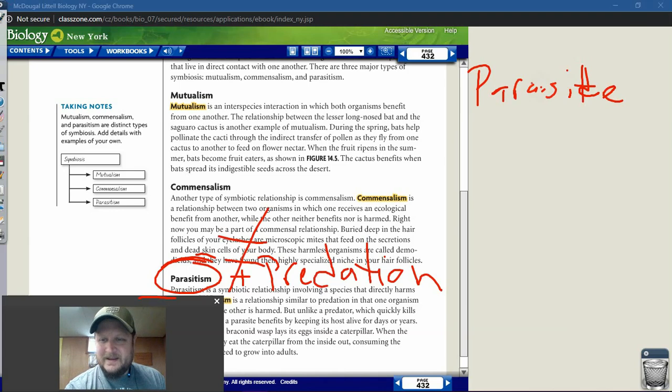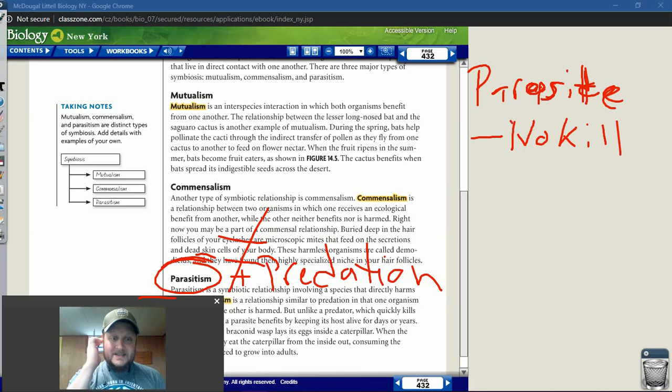Parasite. Okay, so a parasite does not want to kill the host, all right? Am I right? No kill. Now lots of times a parasite over time may end up killing its host.